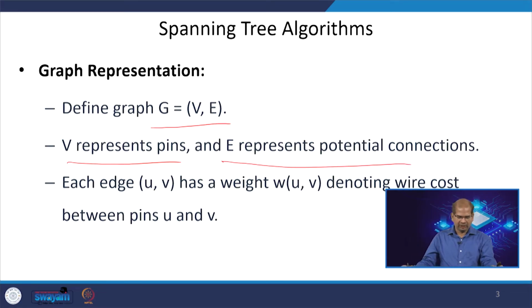Okay, so here we have an edge (U, V) that has a weight W(U, V), denoting the wire cost between the pins U and V. So, V represents the pins of the circuit or the netlist, and E represents the connections between them.